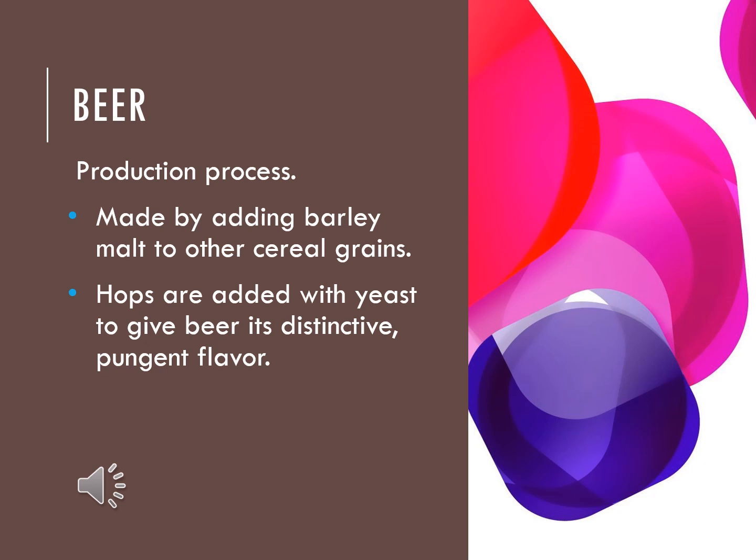So, beer is made by adding barley malt to other cereal grains such as ground corn or rice. The enzymes in the malt change the starches in these grains into sugar, and then solids are filtered out before the yeast is added to the mash to start the fermentation. Hops are added with yeast to give beer its distinct pungent flavor.